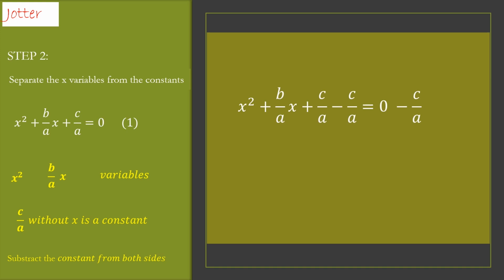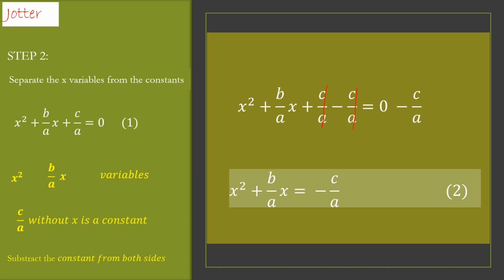In this, we now see that the first one, c over a on the left hand side, we cancel out because we are subtracting. So this we cancel out, and we now have the equation in this form: x squared plus b over a x equals minus c over a.